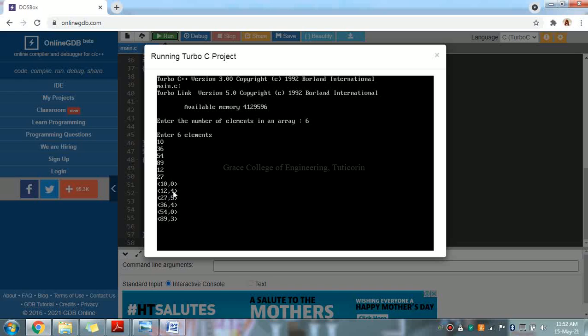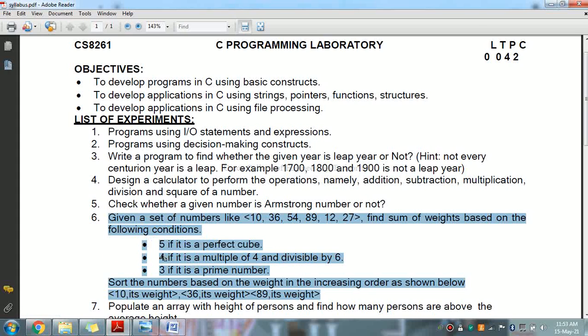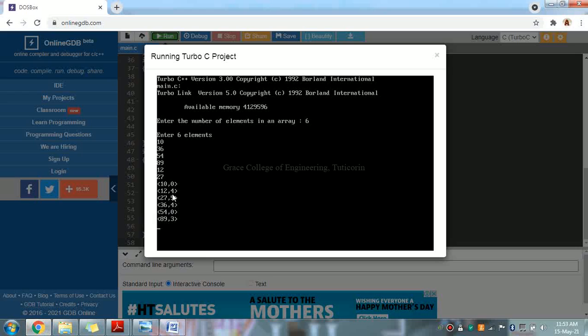Next number is 12. It is not a perfect cube and not a prime number. It is divisible by 6 and it is a multiple of 4, so the weight displayed is 4. That is weight correct. Next number is 27. 27 is a perfect cube of 3, and it is not a prime number, nor a multiple of 4 and divisible by 6. So the answer is 5.